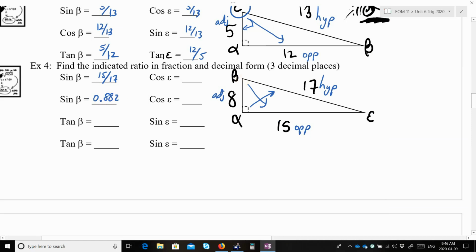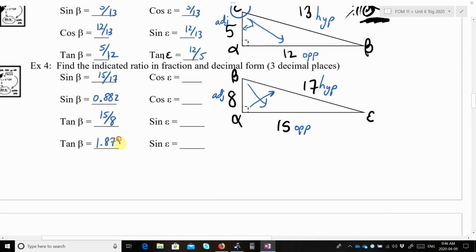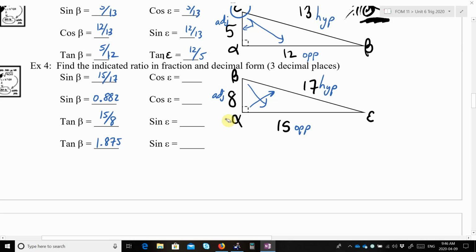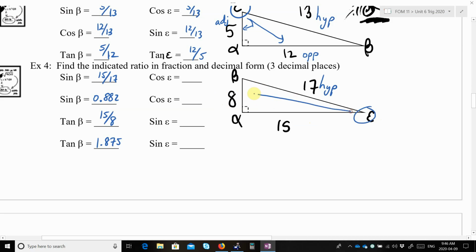And tan beta, tan is opposite over adjacent. The opposite is 15, and the adjacent is 8. So 15 over 8 is 1.875. And now we will switch gears, because we are talking about angle epsilon. Epsilon is here, so the opposite side is the 8, and the one beside it is the 15. That's the adjacent. Hypotenuse is always across from the 90.